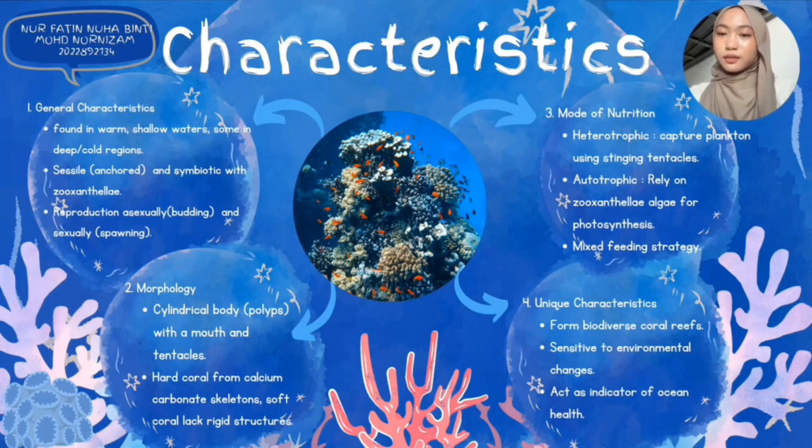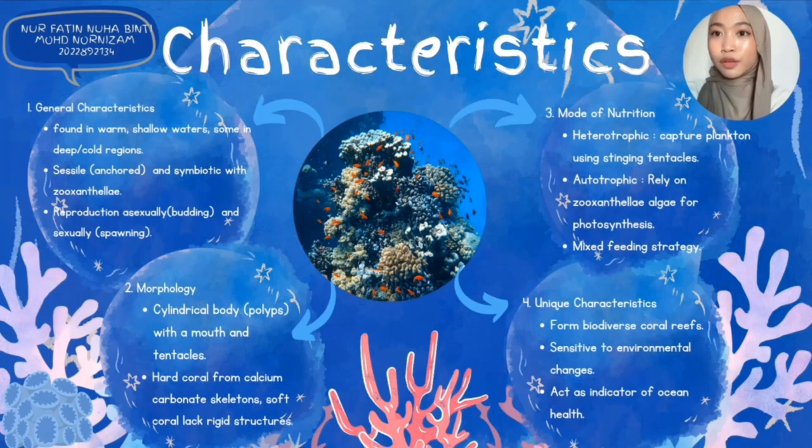external fertilization. In morphology, they have a cylindrical body shape known as a polyp, with a mouth surrounded by tentacles. Hard corals secrete calcium carbonate to form a rigid exoskeleton that builds coral reefs, while soft corals have flexible, glittering bodies without a hard skeleton. For the third one, in mode of nutrition, corals feed in 2 primary ways.